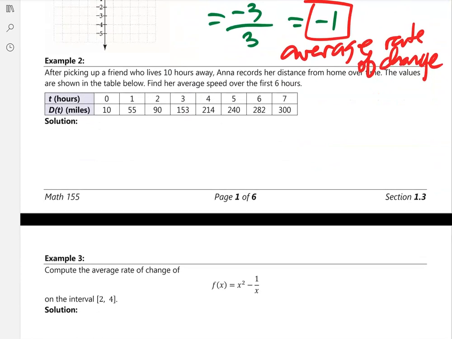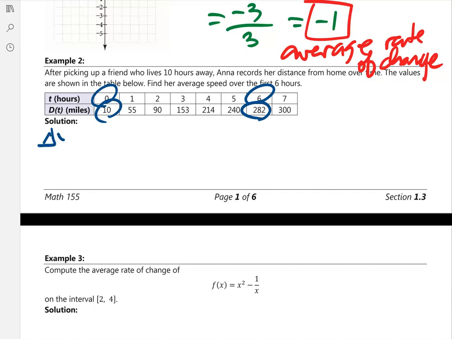Example number 2. After picking up a friend who lives 10 hours away, Anna records his distance from home over time. The values are shown in the table below. Find her average speed over the first 6 hours. So over the first 6 hours, this and this.